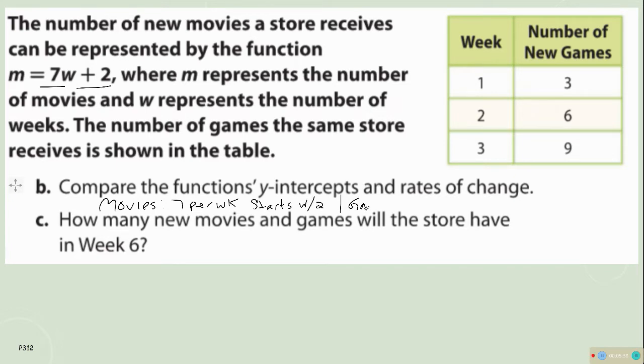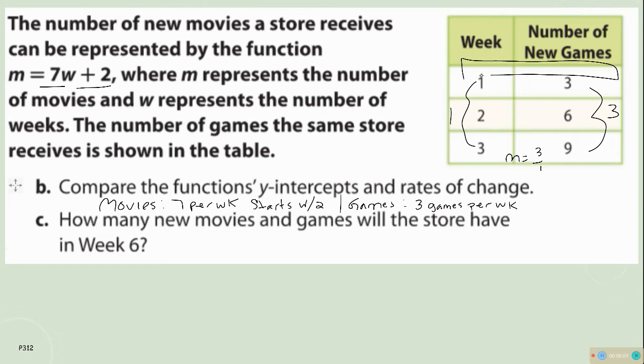Now we come over here and look at the games. The change from 3 to 6 to 9 is plus 3. 1, 2, 3 is plus 1. So your slope is going to be 3 over 1, which means they get 3 games per week. To find out what they started with, we're going to go up here and fill this in to 0. 3, 2, 1, 0. 9 minus 3 is 6. 6 minus 3 is 3. 3 minus 3 is 0. So they started with 0.